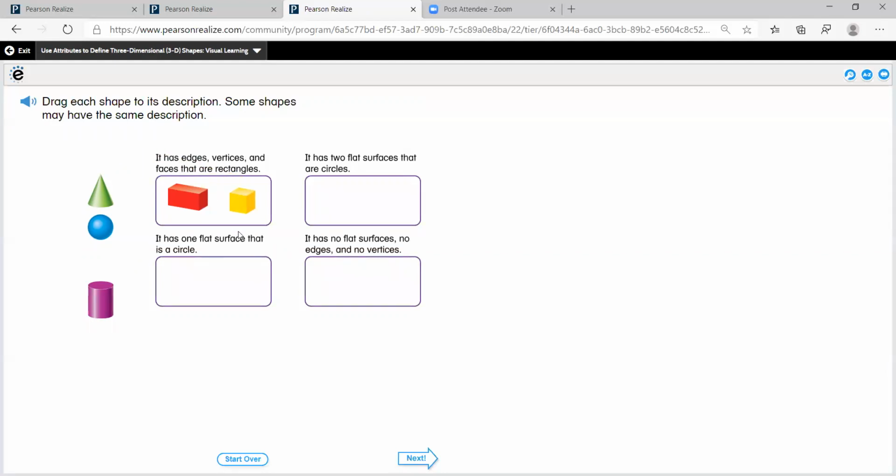Remember, a rectangular prism and a cube are very similar. The only thing different about the cube is that all of the faces are squares. They're all equal.